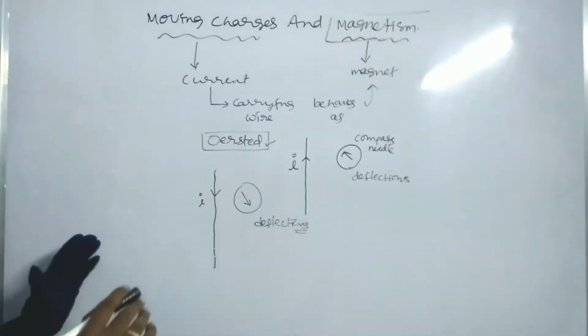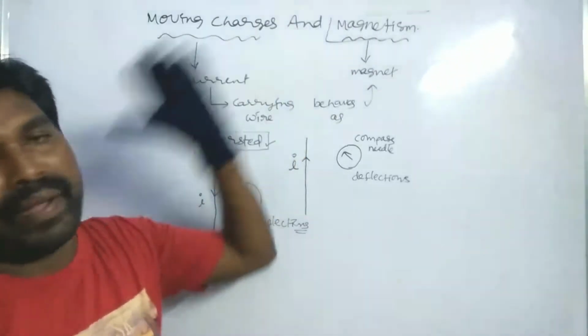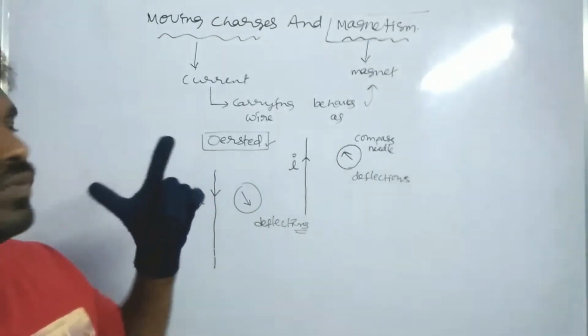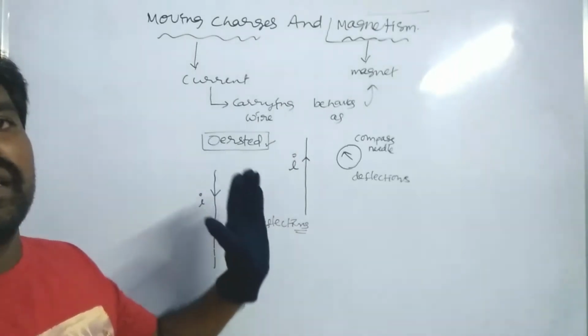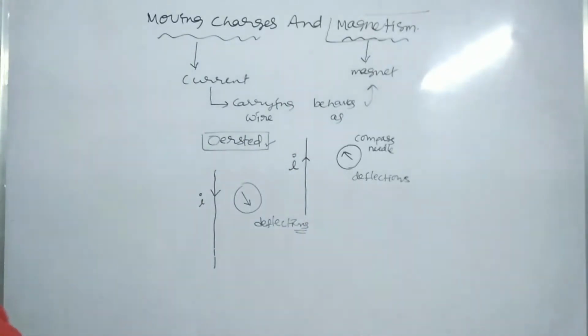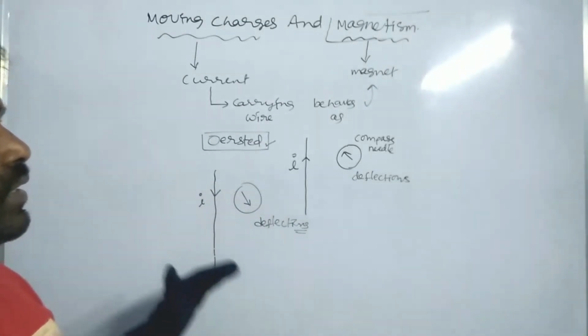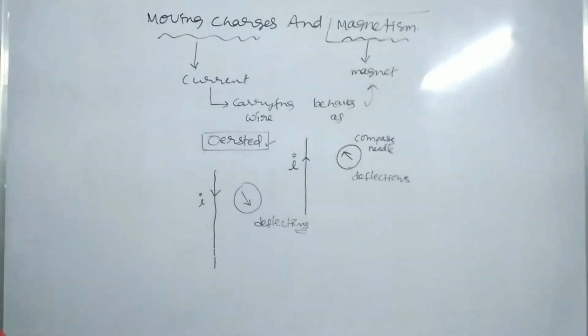So this is the main theme you have to study, moving charges and magnetism, right? It comes from the experiments of Oersted. You should not do this type of experiment in a room. Only under scientific supervision should you do this type of experiment.